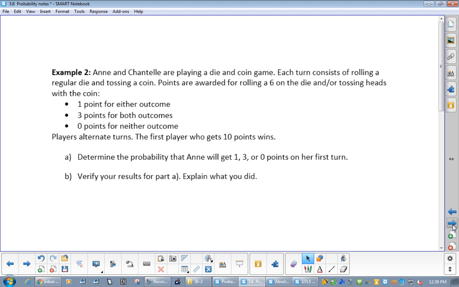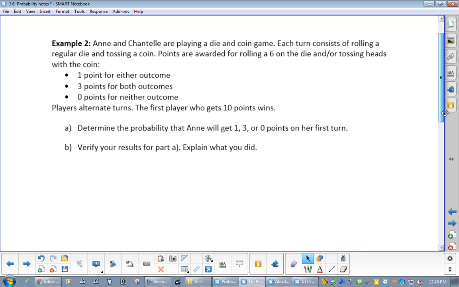Okay. Now, this is a really tough question unless you do a tree diagram, and then it's pretty cool. The next two, once you see how to do them, make sense and they're not so hard. If you've never seen how to do these, they're pretty well impossible. So Anne and Chantel are playing a die and coin game. Each turn consists of rolling a regular die and tossing a coin. It's independent, correct?